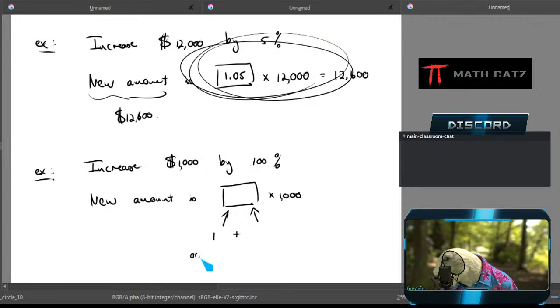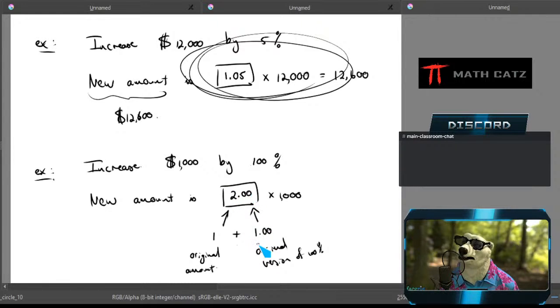So this is my original. I'm trying to write some stuff so that you can look back and it makes sense. I'm increasing, so the plus. I'm going to have the decimal version of the percentage. In this case, it happens to be 100%. That's also a 1, or 1.00 if you will. So my decimal factor is 2, 2.00 if you will, which confirms my suspicion that I'm doubling what I get.